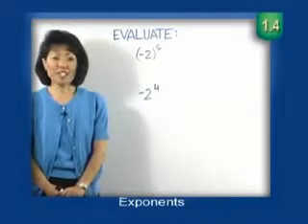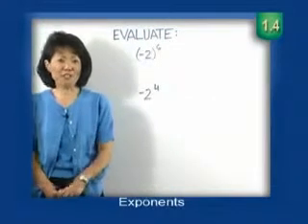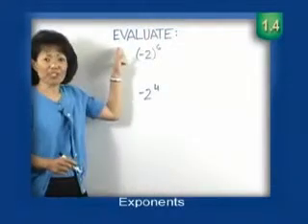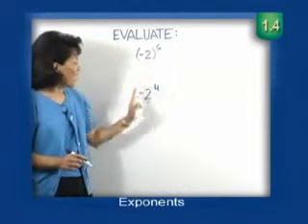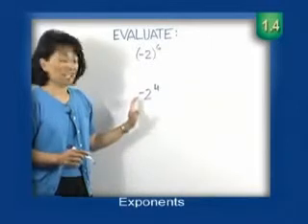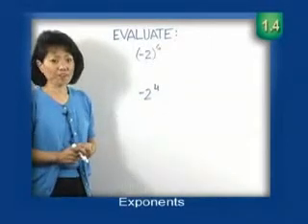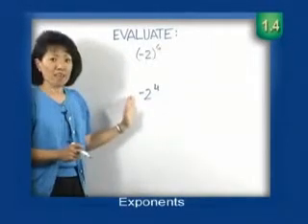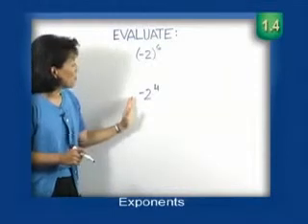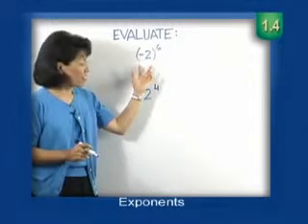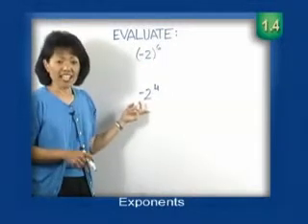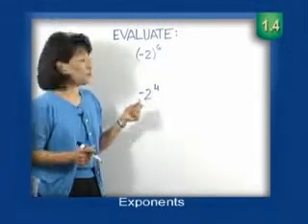Now you need to pay close attention to these next two problems. We're going to evaluate the following expressions. Negative 2 to the 6th power and negative 2 to the 4th power. Now when you just glance at these, they may look very similar, but the big difference is this first expression up top has parentheses. The second one does not. Let me show you how that affects the problem.